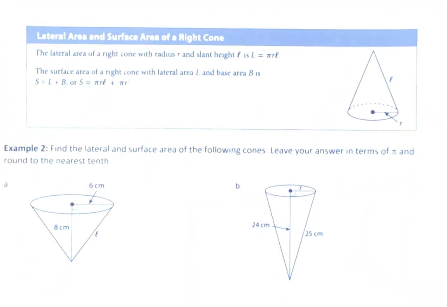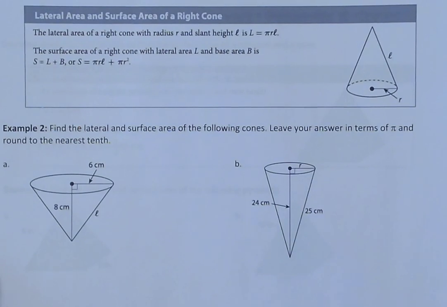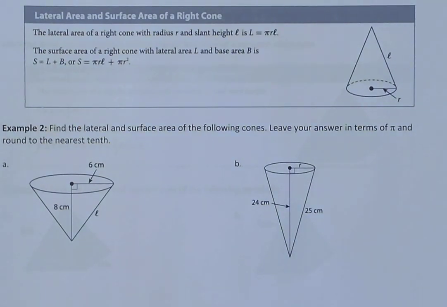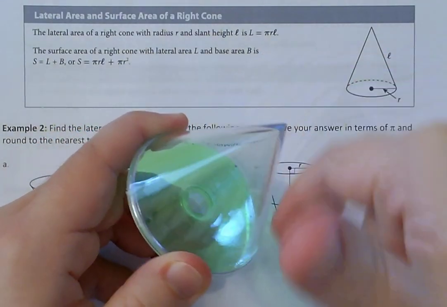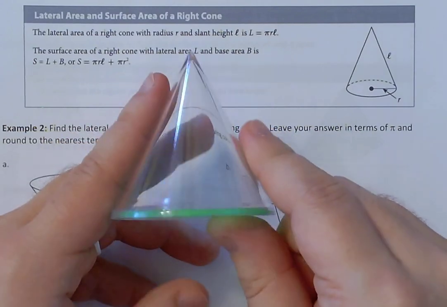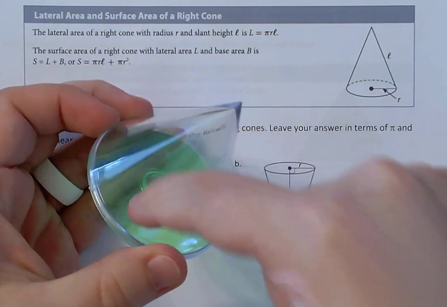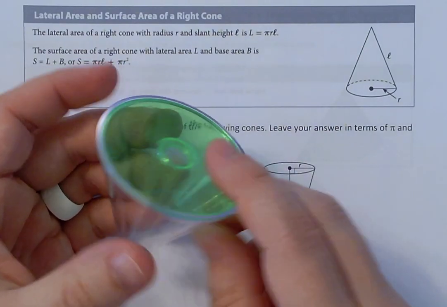So we're going to talk about lateral and surface area of a cone, and then we'll get into practicing figuring out lateral and surface area of cones. Now, when we are talking about lateral and surface area, lateral area is going to be the rounded part of our cone, and surface area is going to be that lateral area plus the area of the base.